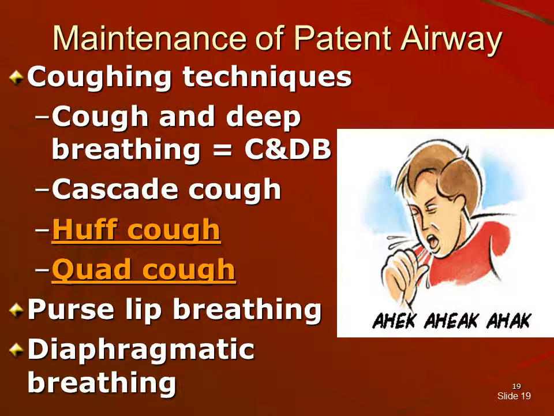We are now continuing the implementation portion of the nursing process and talking about maintaining a patent airway, and this can be done through numerous coughing techniques. The first is the cough and deep breathing, so simply taking a deep breath and allowing a cough to occur. The next is a cascade cough, which is a slow deep breath and then performing a series of coughs while exhaling.